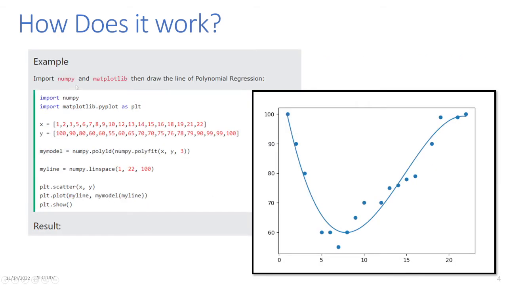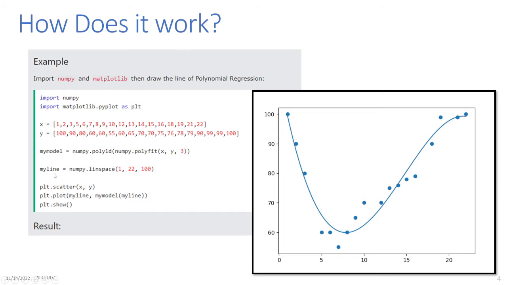Now we import numpy and matplotlib, then draw the line of polynomials. So this time around we're going to draw this line. So the same, we have numpy and matplotlib.pyplot as plt. So we have here again the hours, and we have here the speed. So my model was numpy.poly1d and numpy.polyfit(x, y, 3). So these are the values of x, y, and 3 here is the degree. That will be explained later.